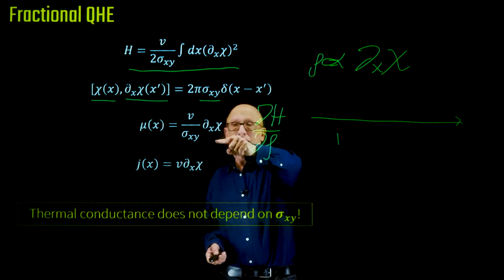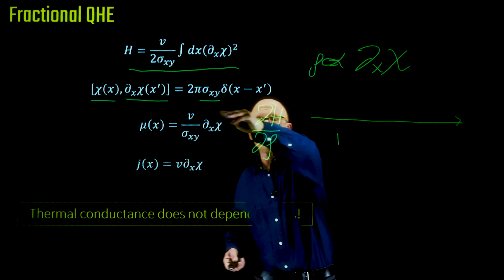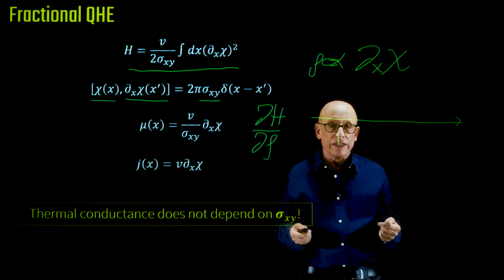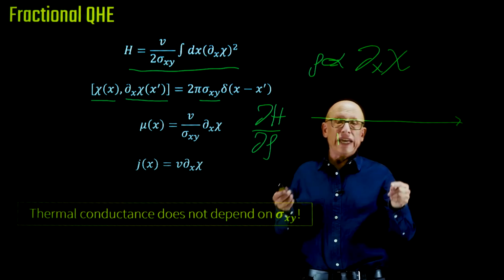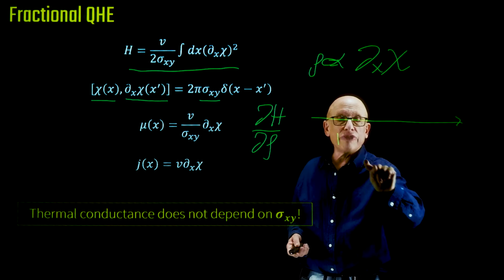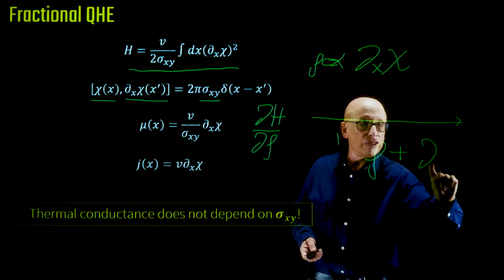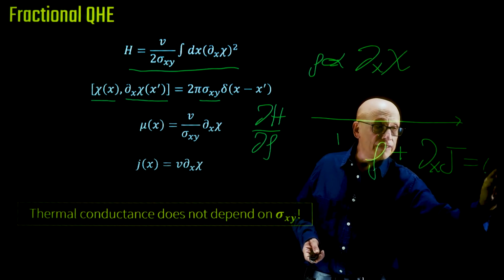Now this is the chemical potential. So we change the chemical potential by introducing dx of chi, and now we'd like to see how much current we get out of that. And the way to do that is to use charge conservation, to use the fact that rho dot plus the derivative of the current with respect to x is 0.